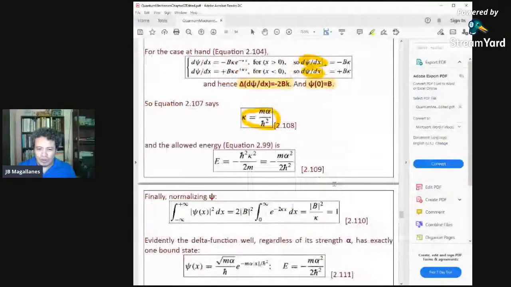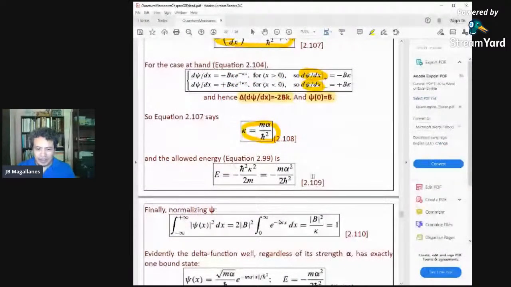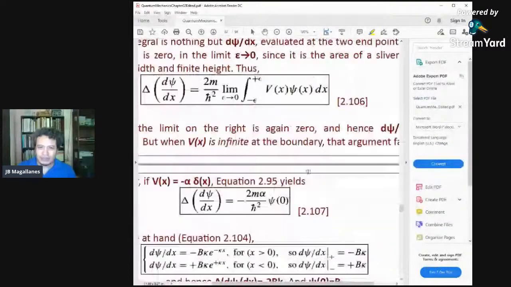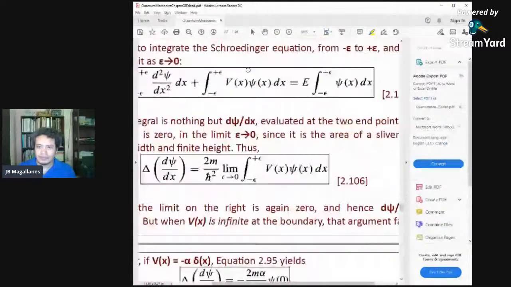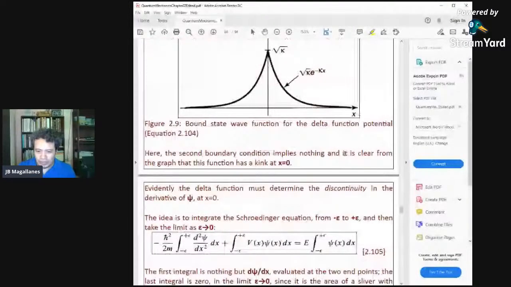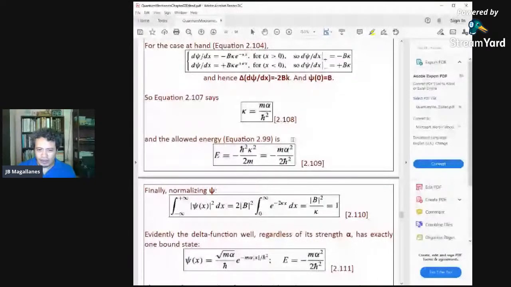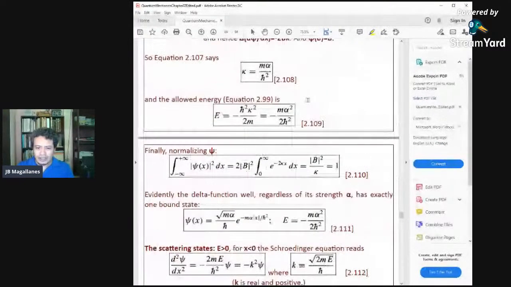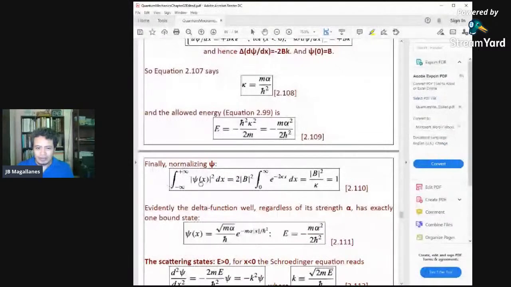And so with your E having this definition, you can get the energy to be of this form. That's the energy. So how do we get B?